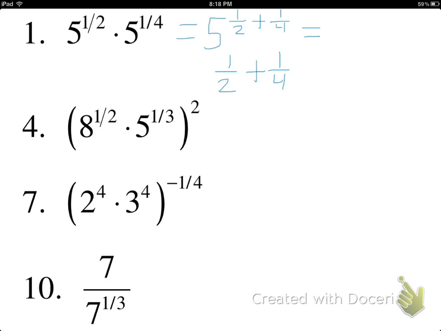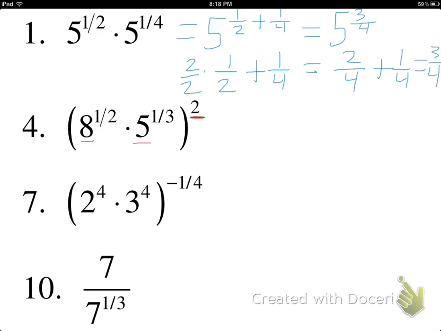So here I have 1/2 plus 1/4. So I get a common denominator by multiplying the left side by 2 over 2. So that will allow us to get 2 over 4 on the left side plus 1 over 4. And so 2/4 plus 1/4 is 3/4. So now I can go ahead and write my expression as 5 to 3/4. Excellent.